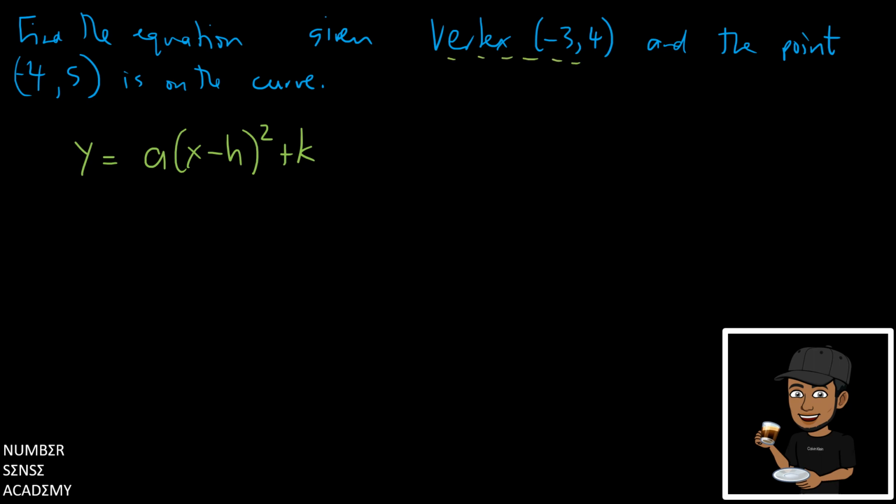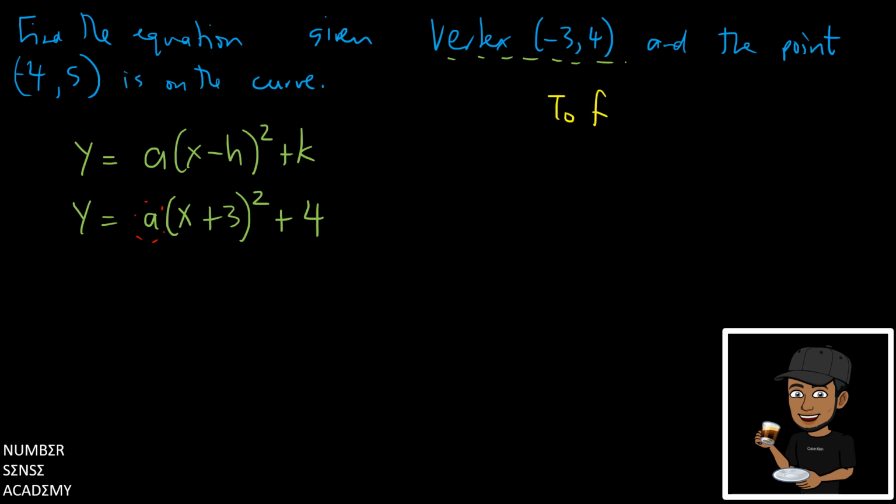So I'm already given the vertex. So I'm going to put that in there. So I have y is equal to a times x minus, and because this is a minus sign, I'm obviously going to take the opposite, which is plus 3. We'll square it, and then plus 4. So we keep k as it is. We're missing a. So in order to find a, all you need is a point on the curve. So let me just write that down.